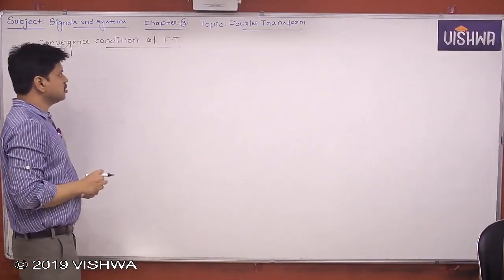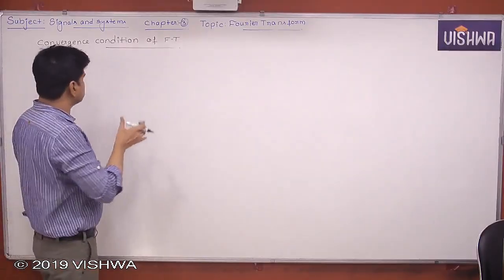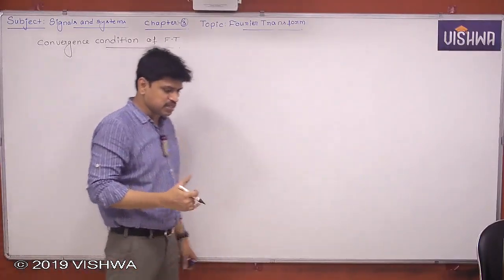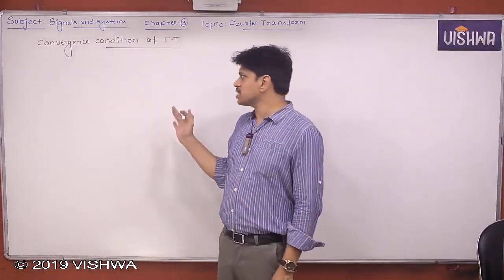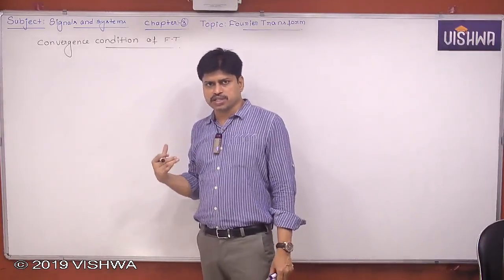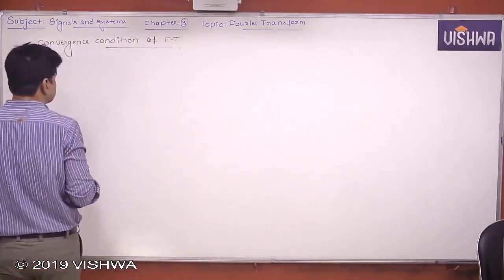Try to understand. Many people confuse the convergence condition with the existence of the Fourier transform. Both are not the same, not at all the same. The convergence condition is one concept and the existence of the Fourier transform is a different concept. We will see both. First, let's understand what a convergence condition is.